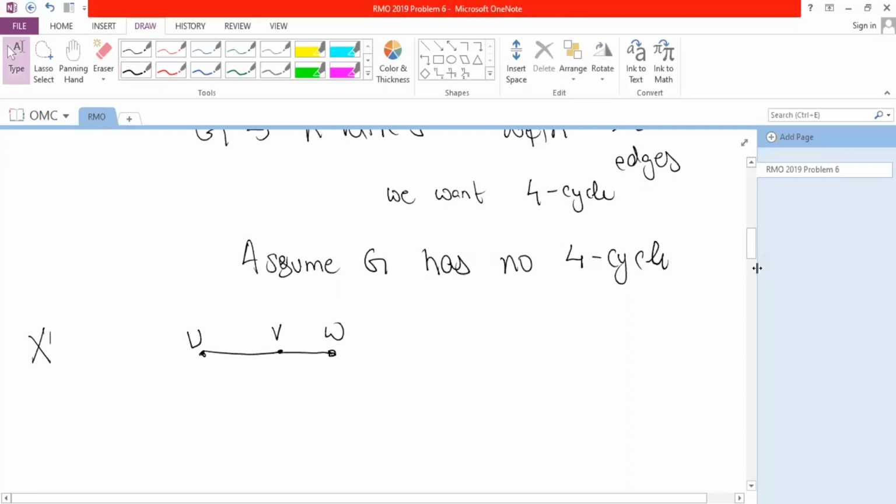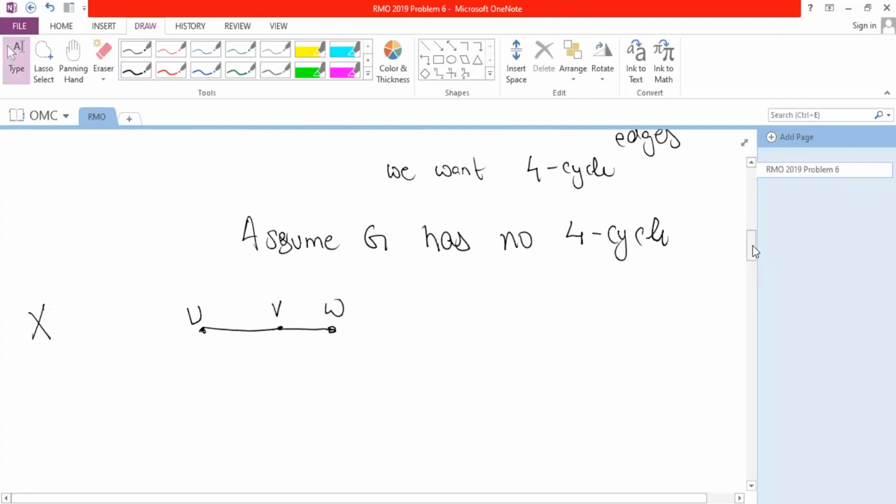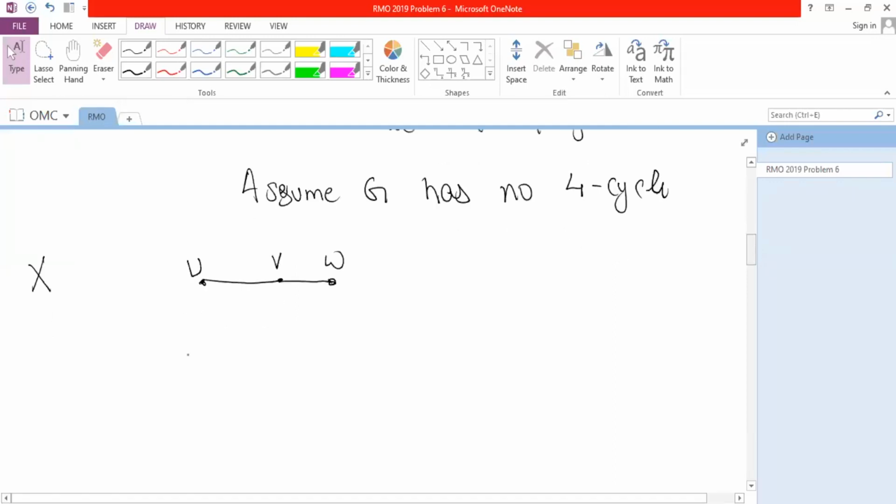Now, why are we counting two length paths? First of all, what we will try to do is count this structure in two different ways. Why two length paths? Because if we fix u and w, we can find the number of v such that u to v is an edge and v to w is an edge.